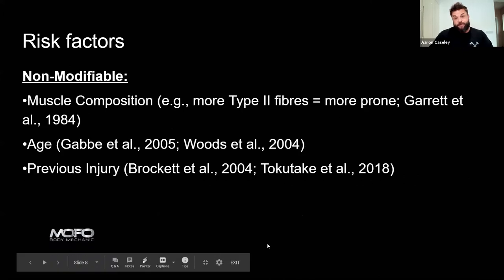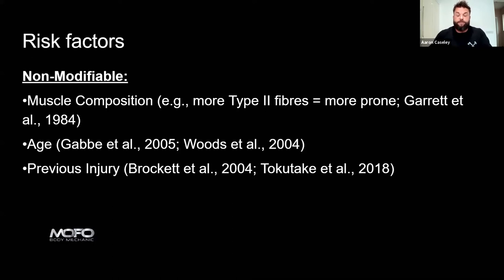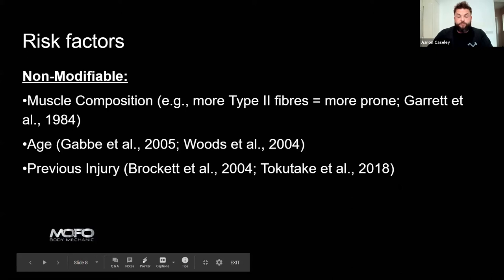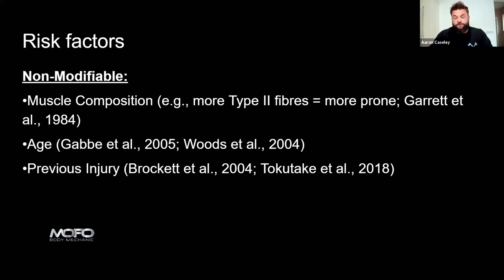Now, non-modifiable, so these are the things that we can't necessarily change. So you've got things like muscle composition. All muscles are a combination of type 1 and type 2 fibers. And you'll find that certain muscles around your body have got a higher preponderance of type 2 fibers, other muscles have a higher preponderance of type 1 muscle fibers. And as a result, the ones with a higher proportion of type 2 have a higher risk of injury because they're able to produce more force.